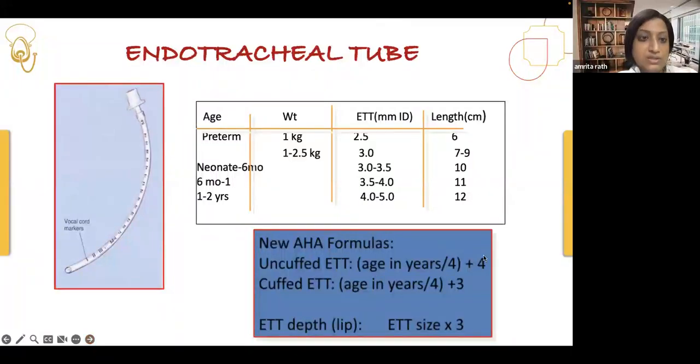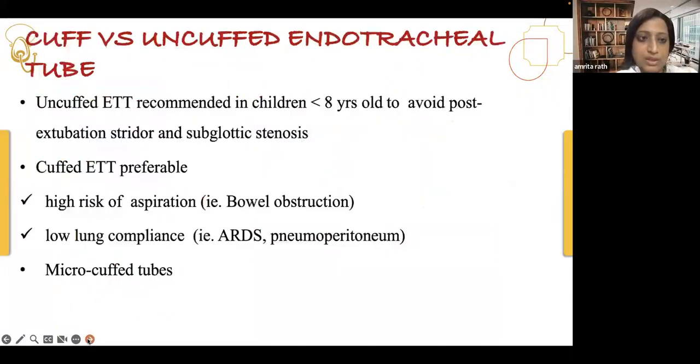At times they ask what the tube size is. For the uncuffed tube, it is age by 4 plus 4. For the cuffed tube, one size down, or age by 4 plus 3. So this you have to keep in mind, then whether to go for a cuffed or uncuffed tube. Now people have settled with the micro cuffed tube. This is very good till 8 years of age, and we are getting it also nowadays.